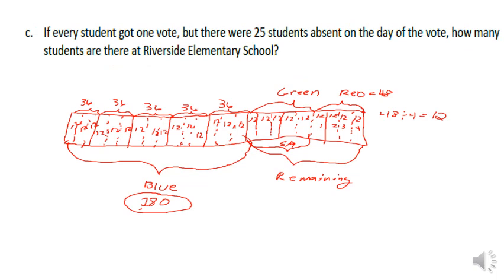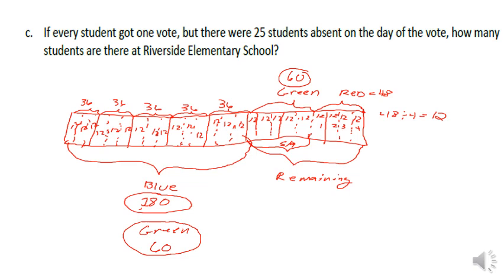So now we know that there were 60 green. I'm going to write it down here, and 180 blue. And I'll put 60 up here also so I know it. Now, it says if every student got 1 vote, but there were 25 students absent on the day of the vote, how many students are there at Riverside Elementary School?